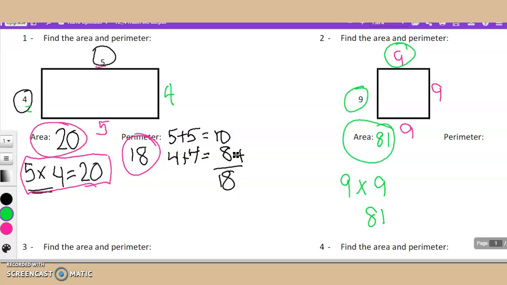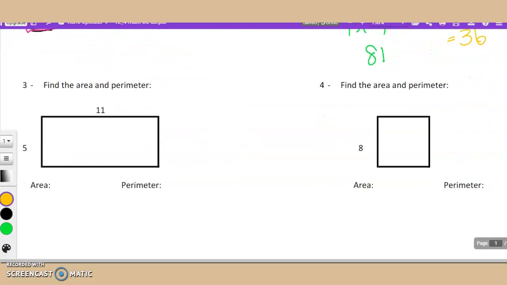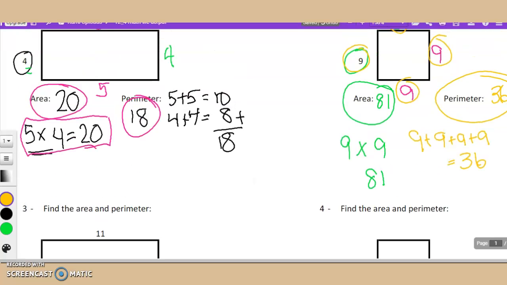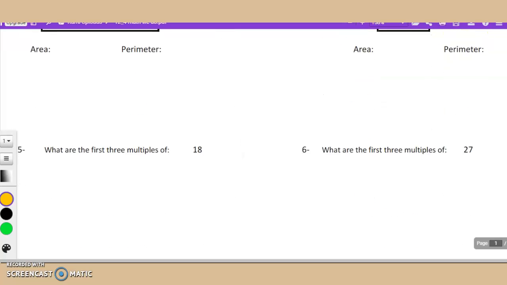That's your area. Now you're going to do perimeter, which is adding all the sides up. So you have 1, 2, 3, 4. 9 plus 9 plus 9 plus 9. So 9 plus 9 is 18. 18 plus 18 is 36. So your perimeter is 36. Okay, so remember, you have to do one rectangle, one square. It doesn't matter which.